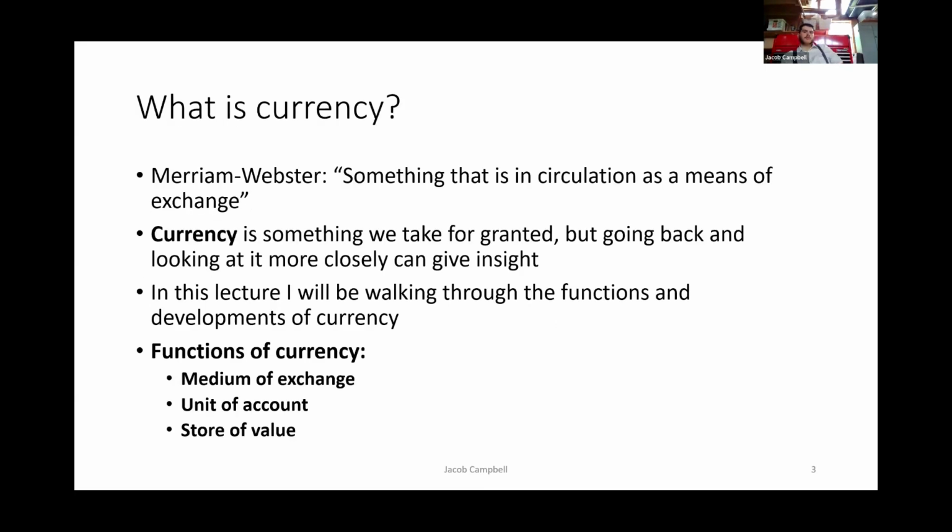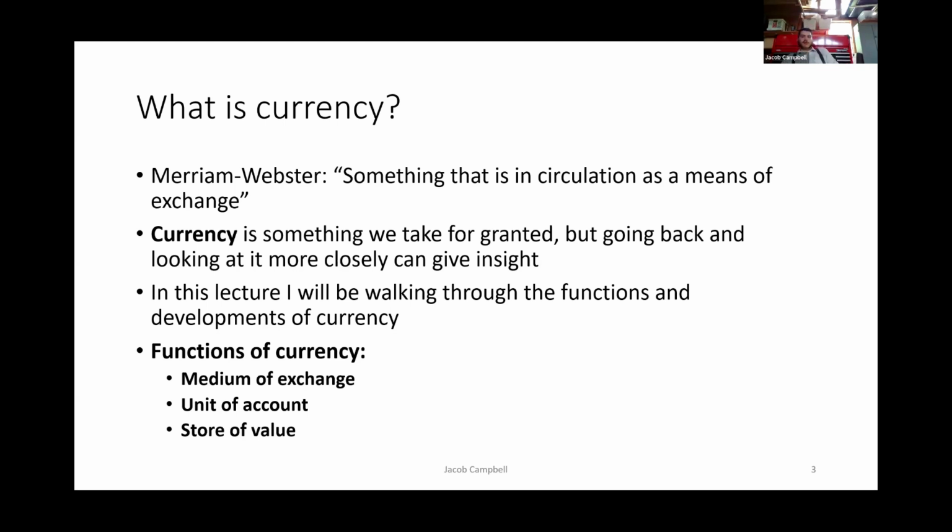Now, Merriam-Webster defines currency as something that is in circulation as a means of exchange. And for our purposes, that's going to be good enough. Our interest in money is its role in trade, the way it facilitates trade. And currency is something that we take for granted, right? We're raised to think about it from a very early age. But going back and looking at it more closely can give us insight into its place in the world.